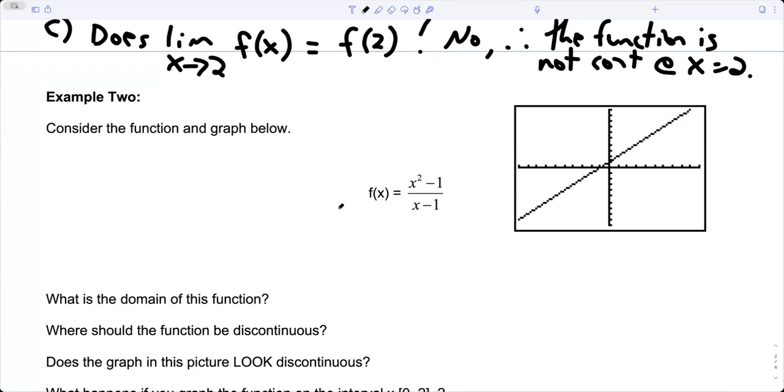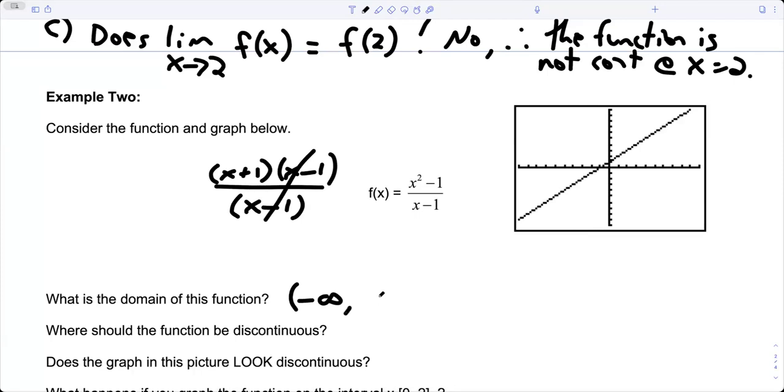When you factor out the top, it would cancel with the x minus 1 at the bottom? Okay, so if I go x plus 1, x minus 1 over x minus 1, and I factor and then simplify, there's a 1. So there's a removable discontinuity at 1. And so what's my domain?